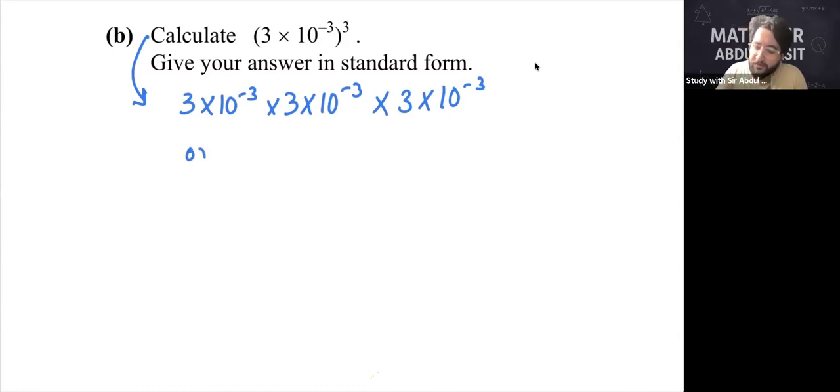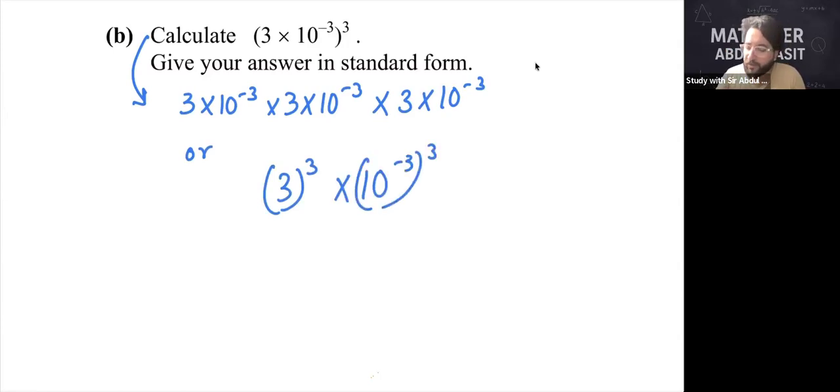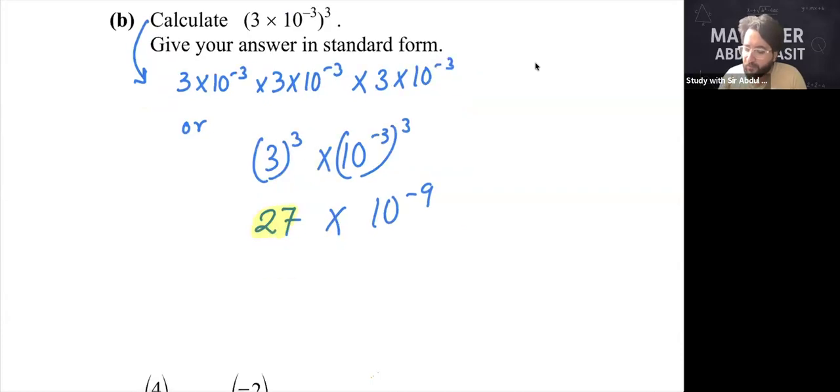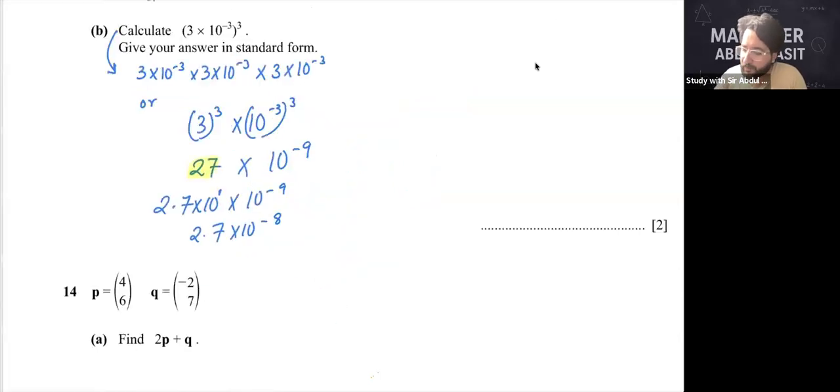And the shortcut is you multiply 3 cube and you multiply 10 power minus 3 with a cube as well. That's the shortcut. So 3 cube is 27 and 10 power minus 9. But wait a minute, 27 is not a standard form. The number should be less than 10. So I'm going to convert this 27 into standard form. 27 in standard form would be 2.7 times 10. Do you agree with me or not? Yes or no, everybody? Same base powers can be added. So 2.7 multiplied with 10 power minus 8 will come. That is my final answer.